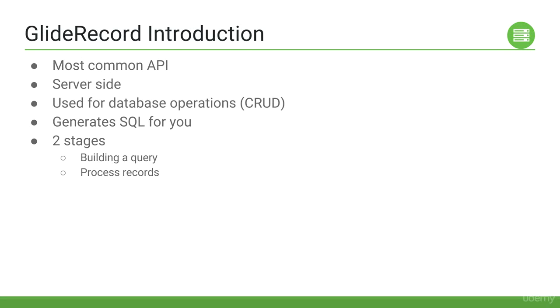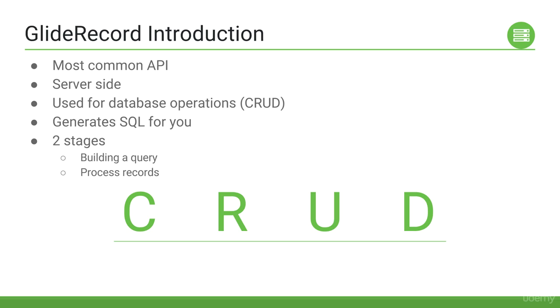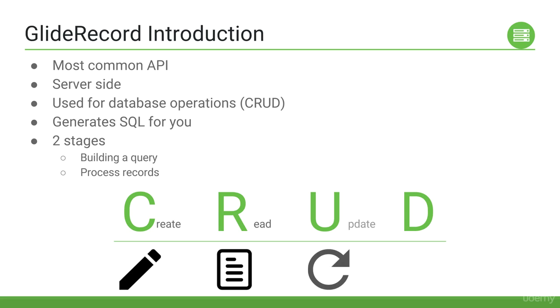GlideRecord is the most common API you will use as a ServiceNow developer. This API is accessible to the developer on the server side and is used for any type of database operation, commonly summed up with the acronym CRUD. CRUD is an industry term used to refer to the four functions of persistent storage, which are create, read, update, and delete.